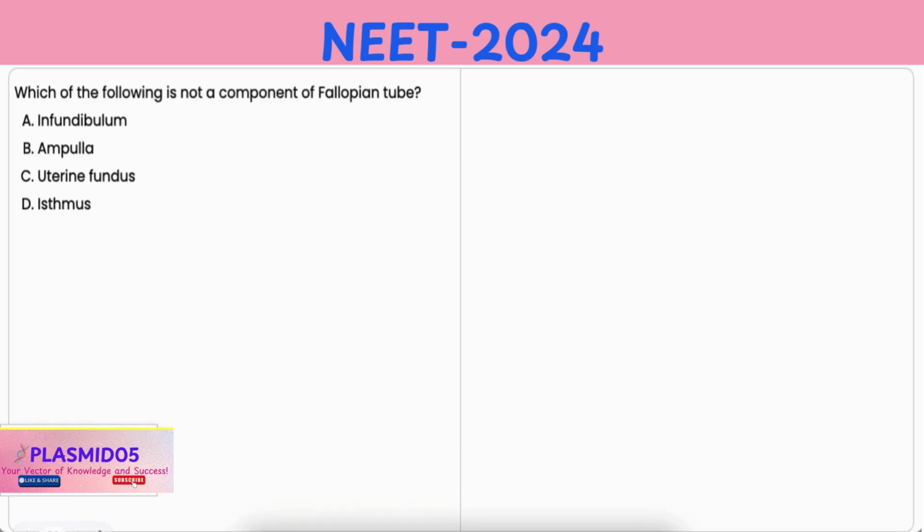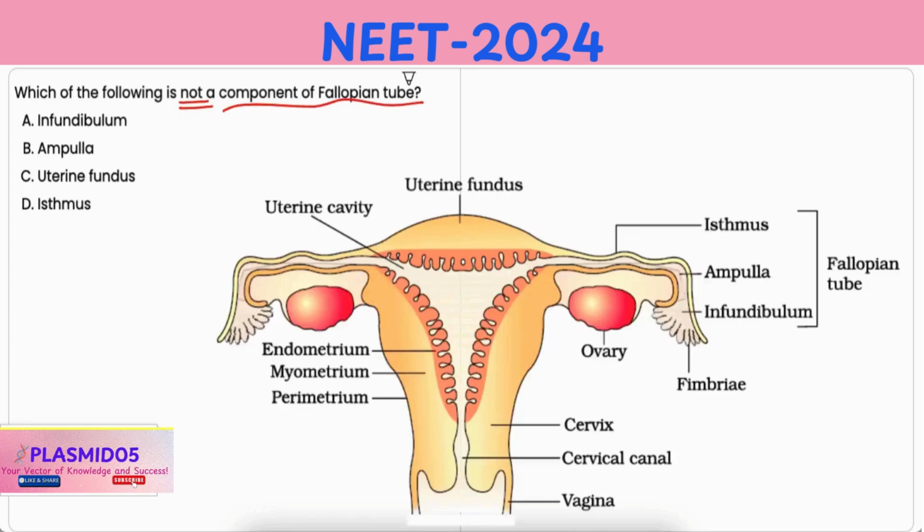In this question, you have to identify which of the following is not a component of fallopian tube. Now, the fallopian tube consists of infundibulum, which is the funnel-shaped structure present nearer to the ovary, with the fimbriae to capture the ovum. Then the ampulla, which is the widest and longest part of the tube, where fertilization usually occurs, and isthmus, which is a narrow portion of the tube that connects it to the uterus.